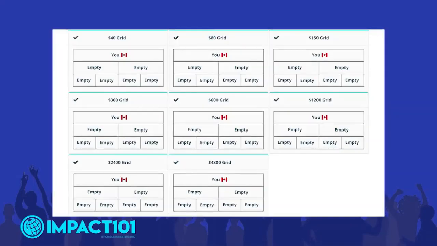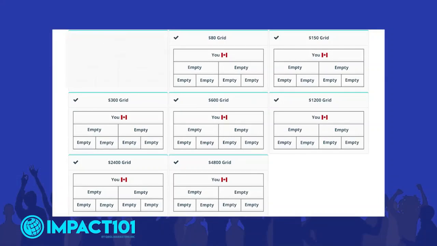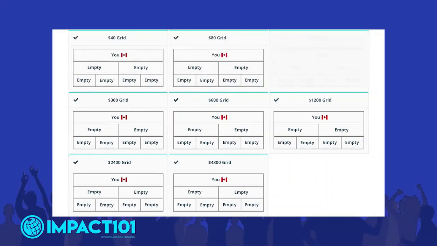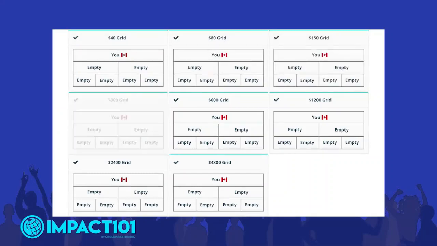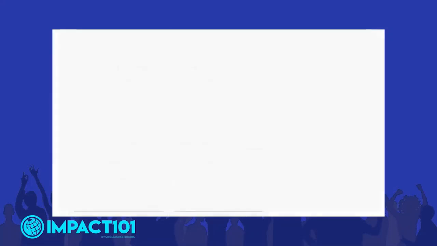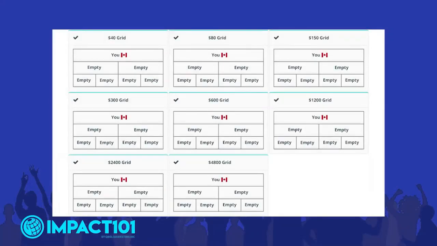The first thing to understand is that there are 8 different donation grid levels. There's a $40 grid, an $80 grid, a $150, a $300, a $600, a $1,200, a $2,400, and a $4,800 grid. You can be receiving instant donations in as many of these different donation grids as you want to. Each of the grids are running simultaneously, so if you choose to be in all of the 8 donation grids, then you can be receiving immediate donations from all 8 grids all at the same time.